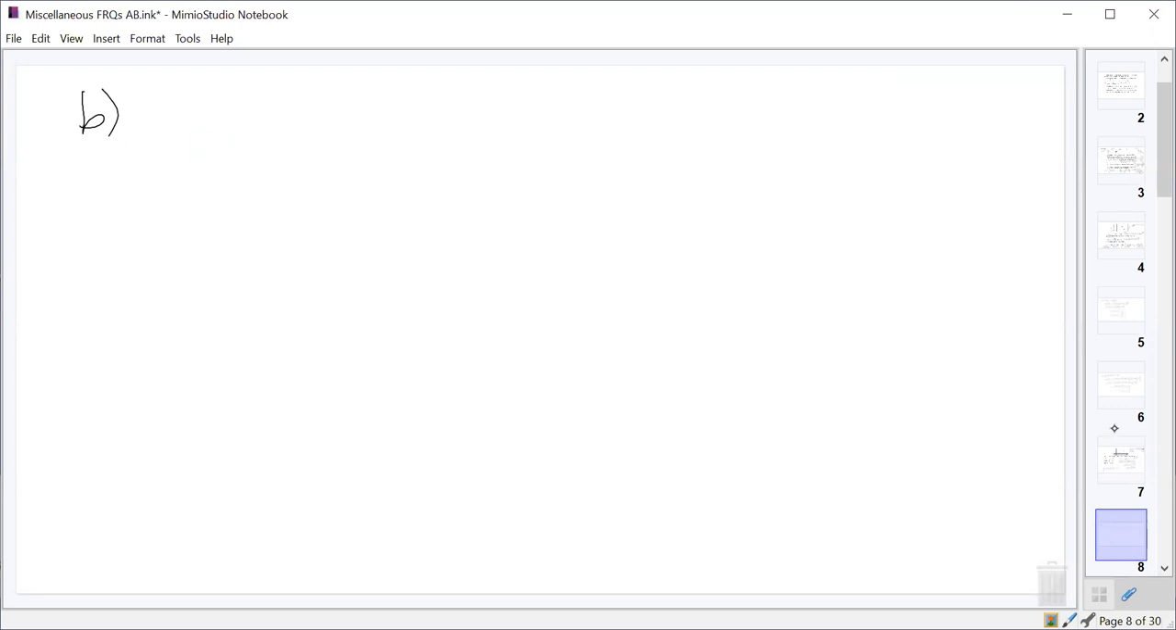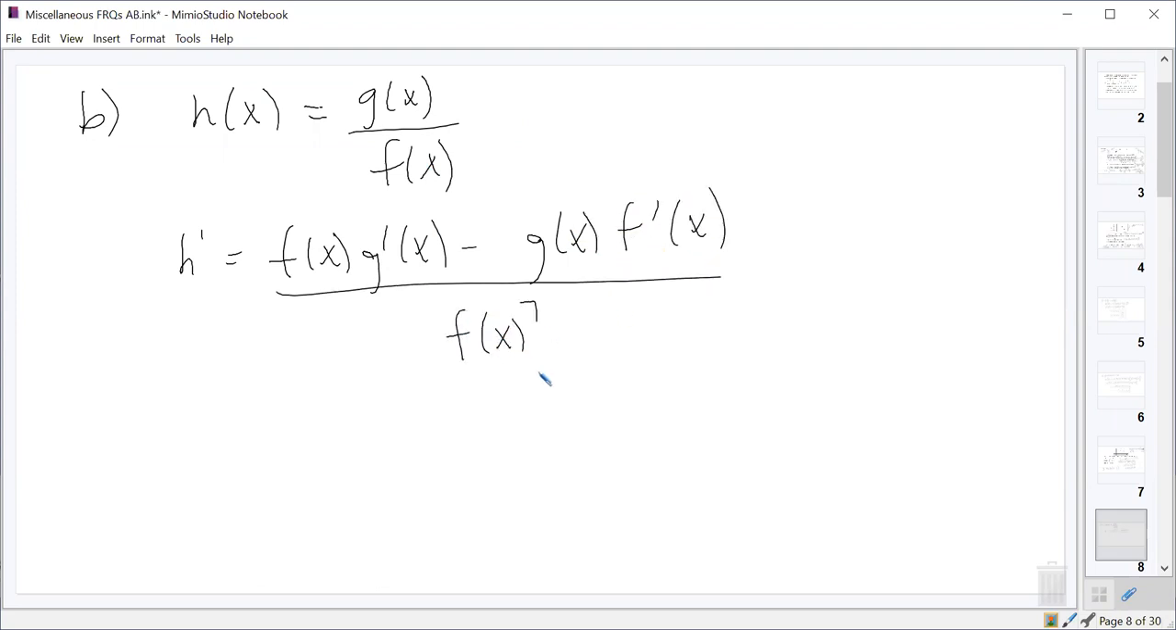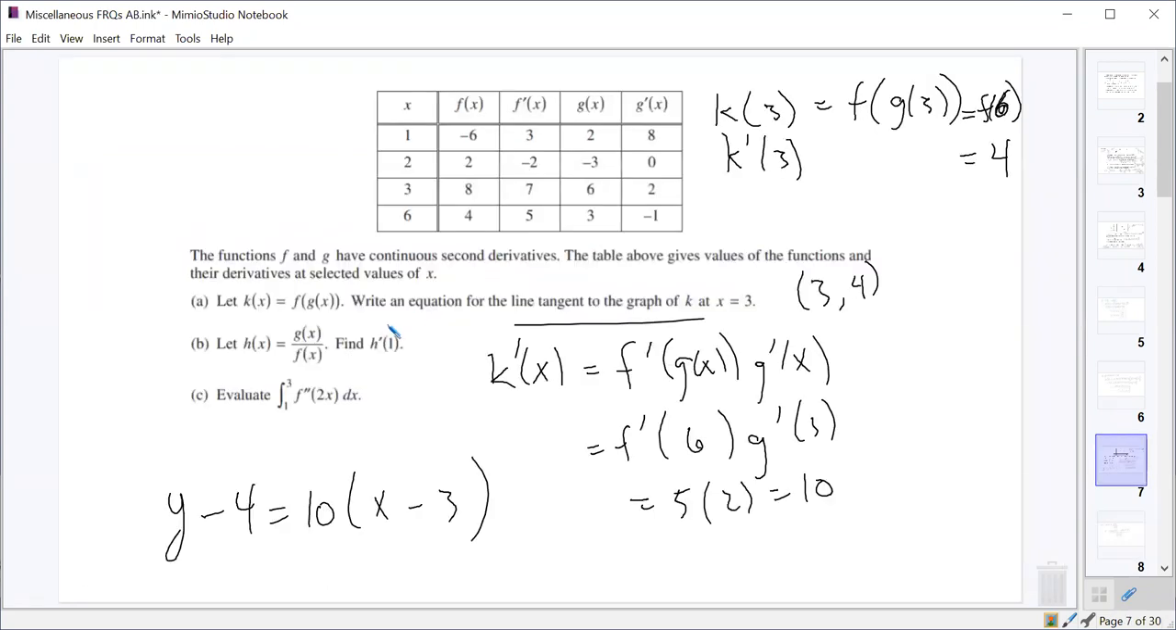All right. Part B says h of x is g of x over f of x. You have to learn, Tom, that you'll never win. No matter what, I will always win. H of x is g over f. So we'll take the derivative of that. What is the derivative of that? Quotient rule? Denominator, derivative of the numerator, minus numerator, derivative of the denominator, over denominator squared. Good?